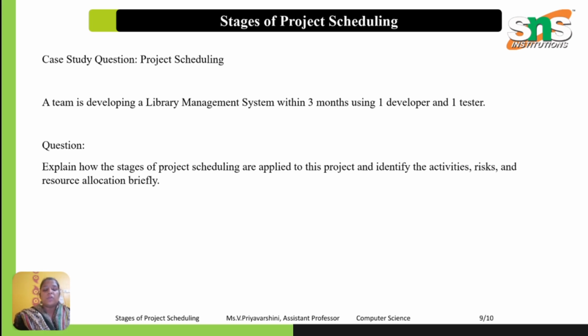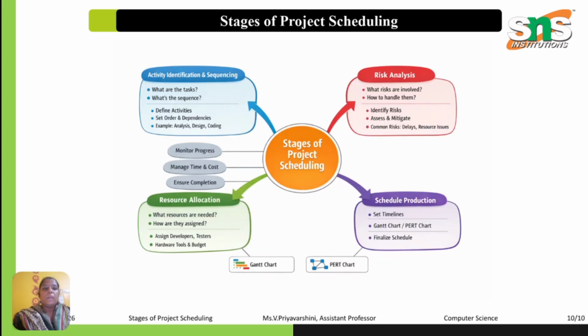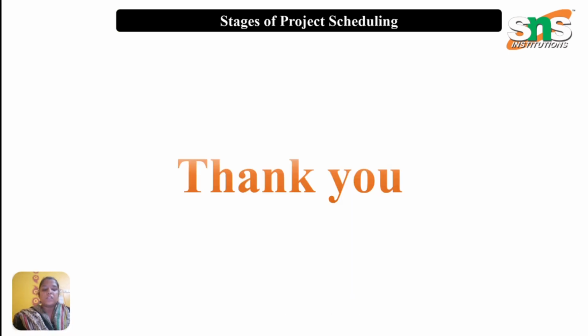Conclusion: to conclude, project scheduling is an essential part of software project management. The 4 stages are activity identification and sequencing, risk analysis, resource allocation and schedule production. These stages help organizations complete projects on time, control cost, manage risk effectively, and improve project quality. A well-planned schedule is the key to successful project execution.